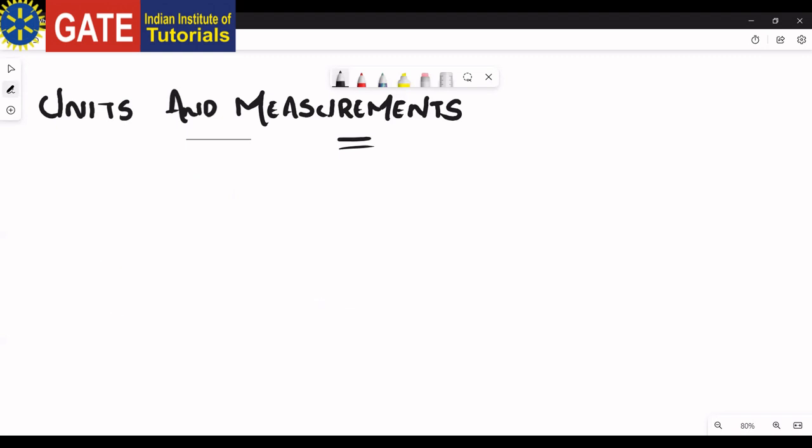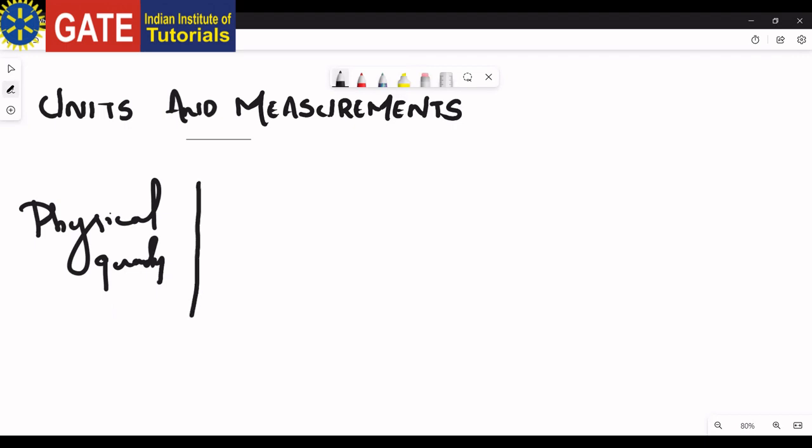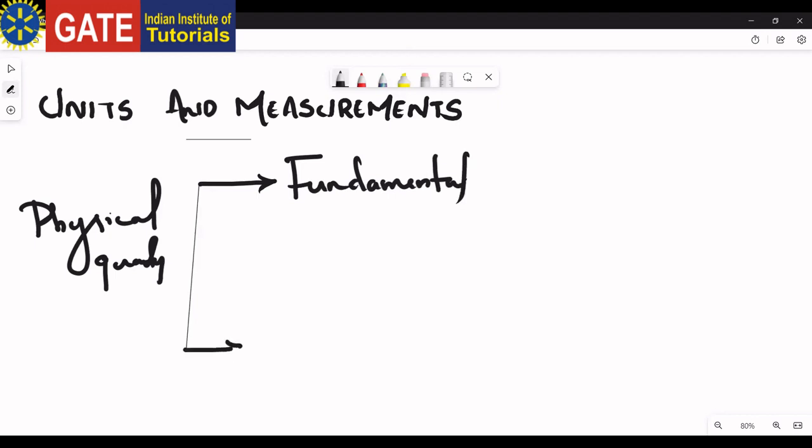Okay. Now about the different physical quantities we will see. Physical quantities are basically of two types. Yes, physical quantities can be divided into two. If I write physical quantity like this, it can be of two types: it may be a fundamental physical quantity, or a derived physical quantity. Okay, fundamental physical quantity and derived physical quantity.